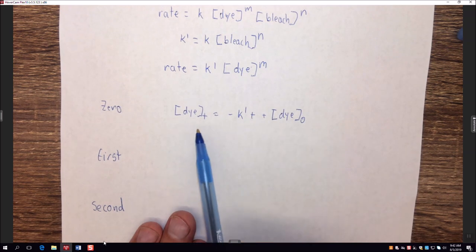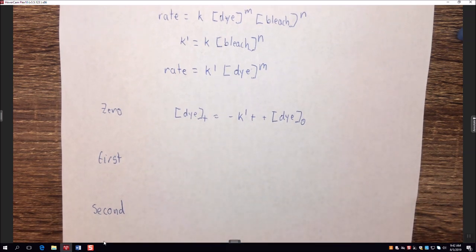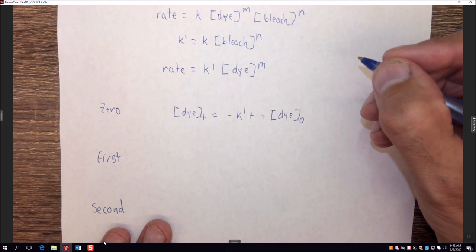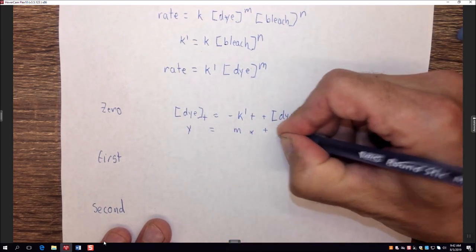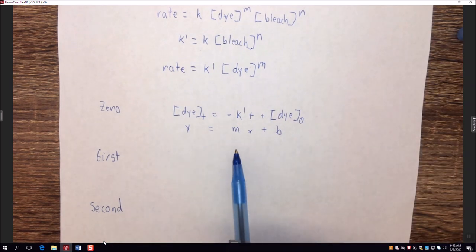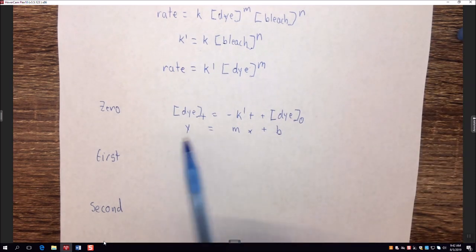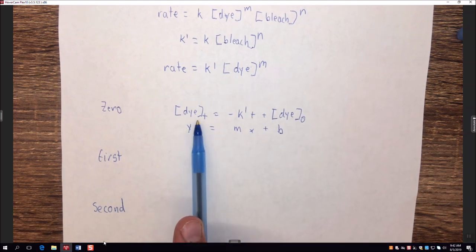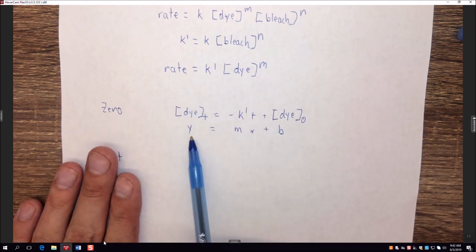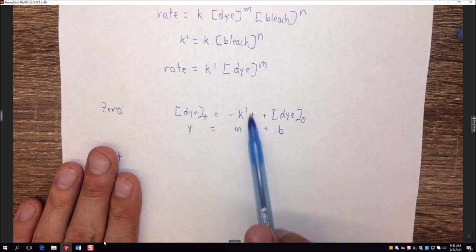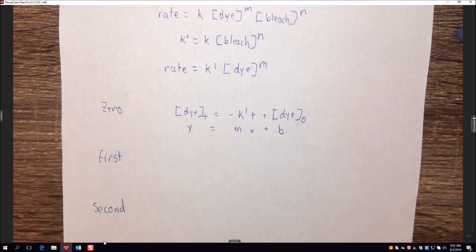What we're actually going to do is plot the absorbance, because the absorbance and the concentration are directly proportional to each other, so there's no reason to change it to a concentration. And we're going to see if we get a straight line, where y equals mx plus b. If we get a straight line, or a linear regression with an r squared near 1, then we'll know that it's a zero order reaction if we graph the concentration of dye after some time as y values versus time as x values. If we get a straight line, it's zero order.